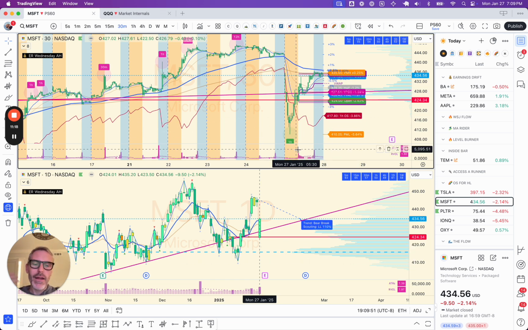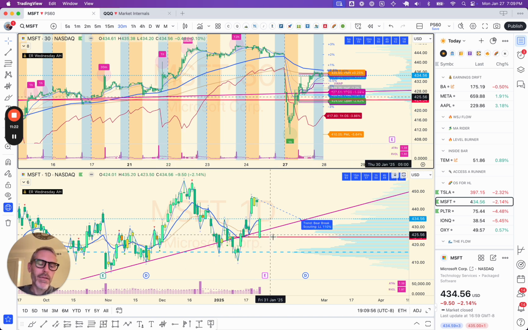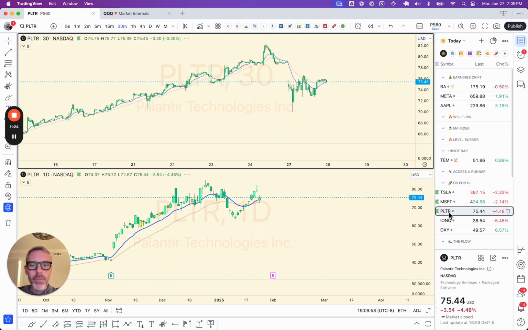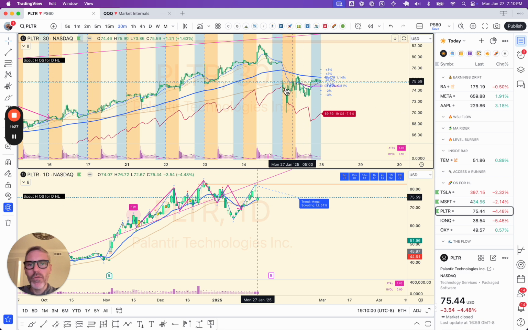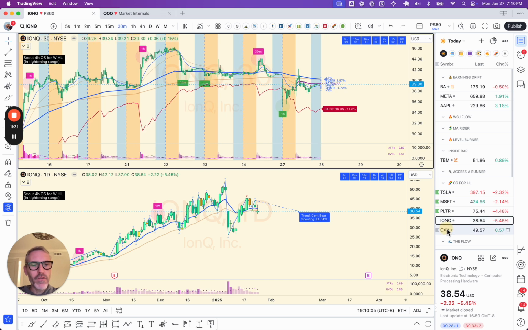I just didn't feel as strongly about it, and it opened having broken the daily higher low trade idea. So that one went kind of back burner, and then PLTR was very wobbly. I didn't pay too much attention to this at all. IONQ, didn't pay attention to it.